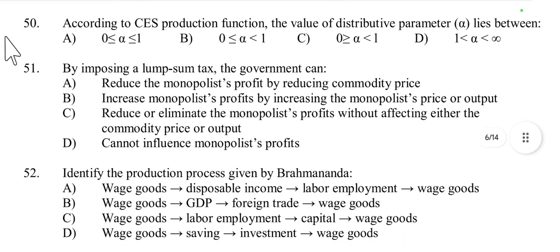Then question number 51, by imposing a lump sum tax, a government can reduce the monopolist profit by reducing commodity price? No. Increase monopolist profit by increasing the monopolist price or output? No. Reduce or eliminate the monopolist profit without affecting either the commodity price or output? Yes. By imposing a lump sum or a huge amount of tax, the government can reduce or eliminate the monopolist profit without affecting either the commodity price or output. So option C is right here.